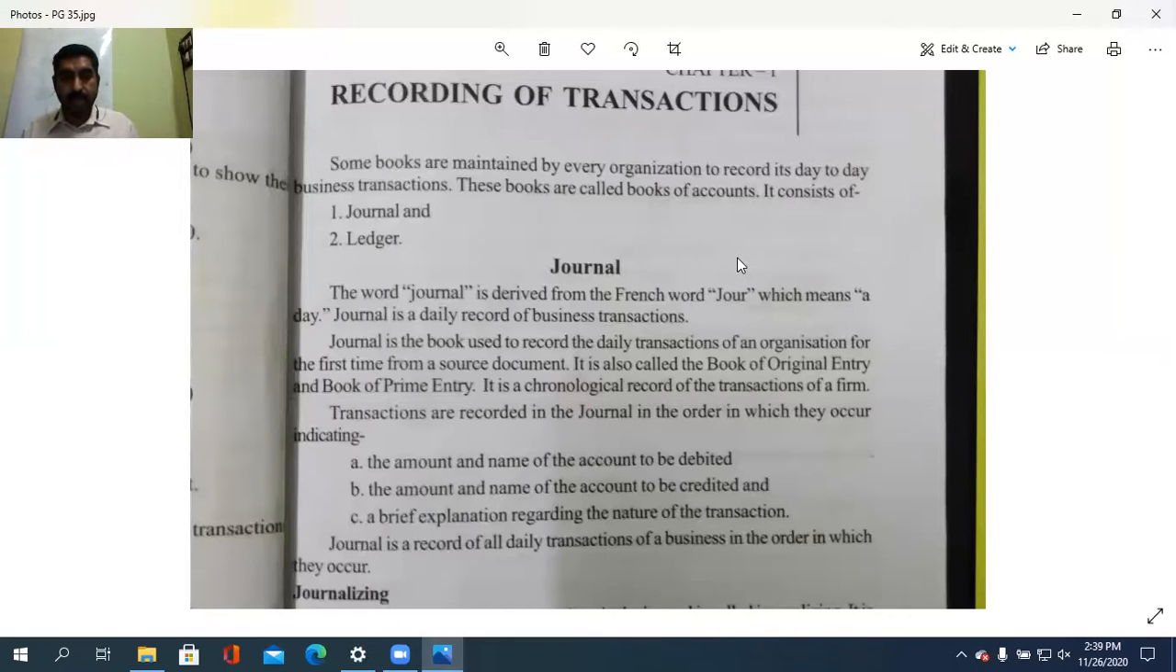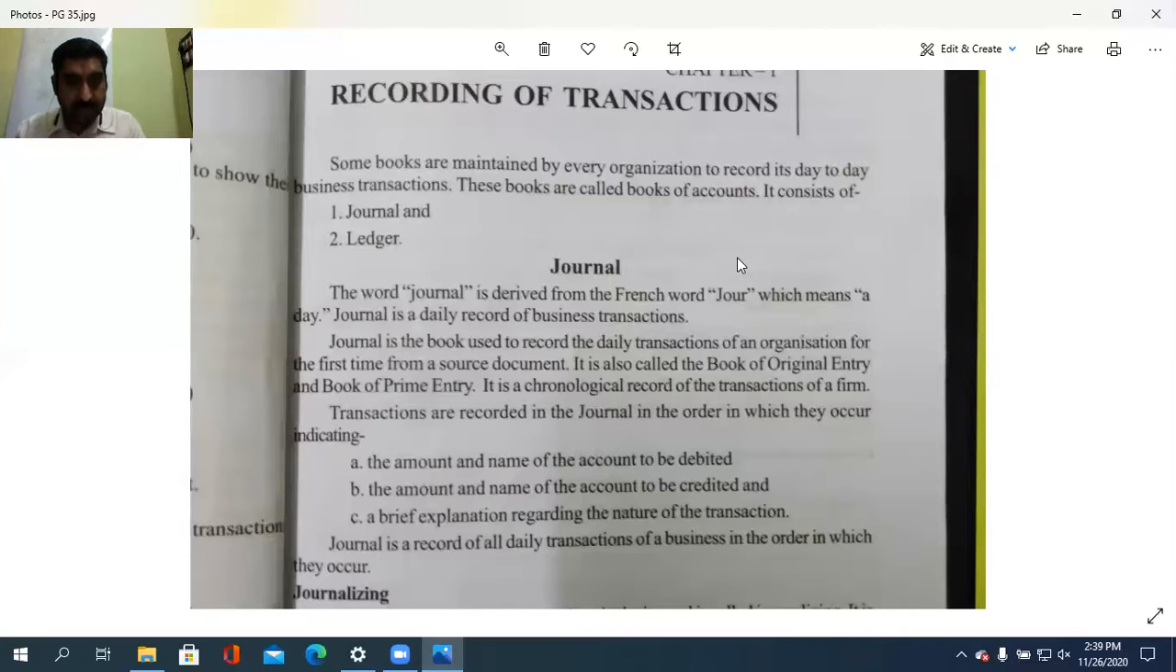Amount and name of the account to be debited. In our example, cash account debtor. So that is debited. To sales account, that is the credit. So the amount and name of the account to be credited, and also a brief explanation regarding the nature of the transaction. What transaction has taken place, that one. So being credit sales made, cash sales made, finish, that is the narration. So a brief explanation is there, the amount and the name of the account to be debited, the amount and the name of the account to be credited. These three things should be there in a journal.